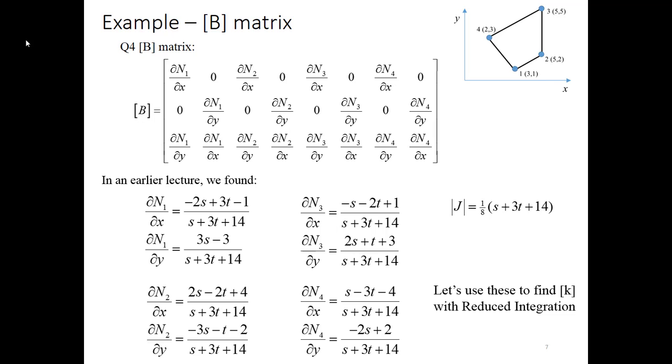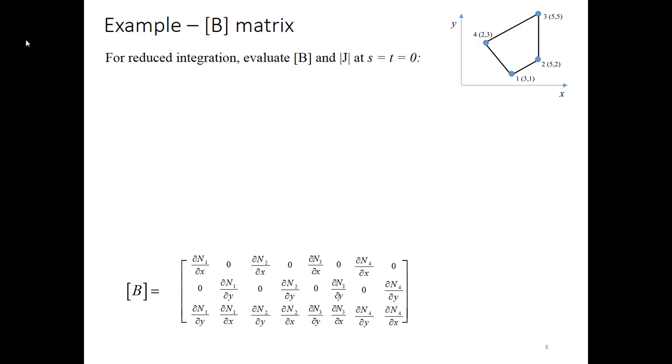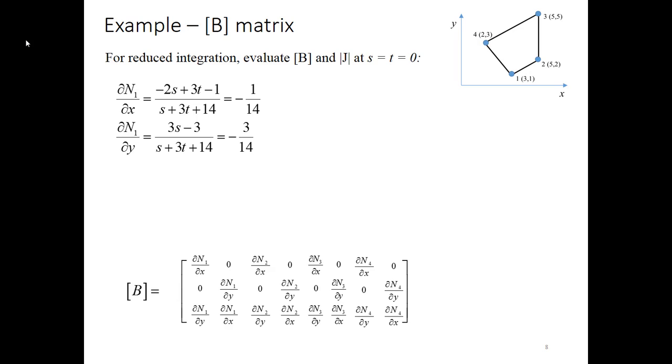for now, reduced integration. So for reduced integration, we want to evaluate this B matrix and the determinant of the Jacobian where S and T are equal to 1. So we just take our expressions that I just showed you for the partial derivatives, and we evaluate them by setting S and T equal to 1.